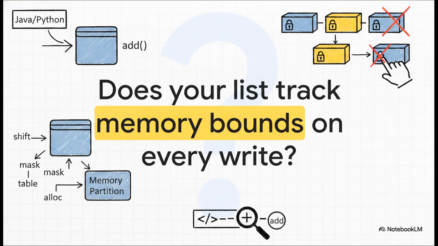We really take high-level lists for granted in languages like Java or Python, don't we? But seeing the bitwise shifts, the interface function tables, and the relentless memory bounding in pure C reveals the incredible engineering keeping our software running under the hood. So I'll leave you with this to think about. Does your favorite everyday data structure strictly define and verify its low-level memory partition bounds on every single write operation? It's definitely something to consider next time you simply type .add.